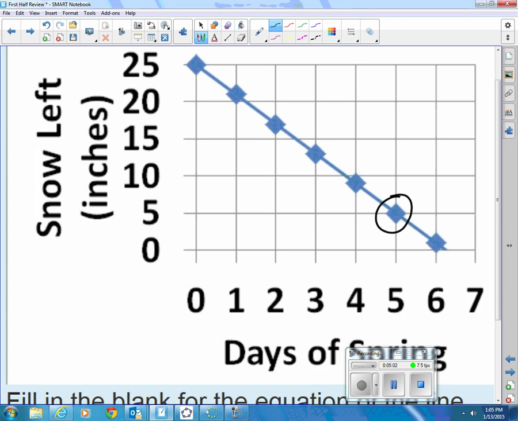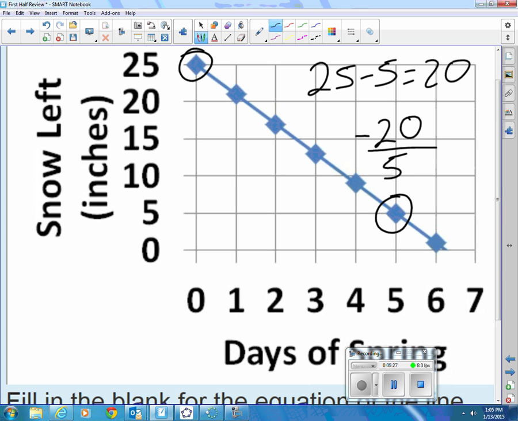That one is right on 5 days and 5 inches, and this one is right on 0 days and 25 inches. I don't have to estimate because they're right on a grid, so we say, well, the difference between those is 25 minus 5. The difference is 20. So the snow depth has gone down by 20 inches. In how many days? In 5 days. So that is going down by 4 every day. So our rate of change is 4. -4, sorry, because it's decreasing.